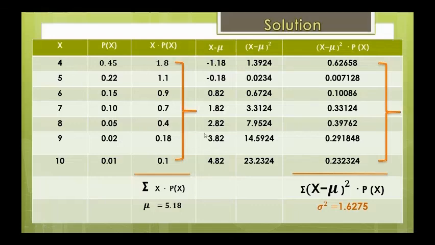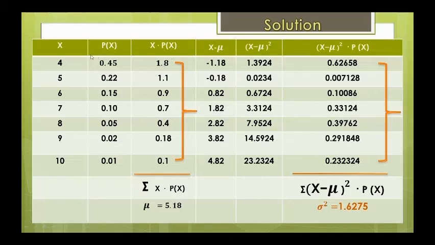For the fourth column, you have x minus the mean. The first value of our x here is 4 minus the mean, which is 5.18. So, we have negative 1.18. The second value sa first column natin is 5. 5 minus 5.18, that is negative 0.18. The third value from the first column is 6 minus the mean, which is 5.18. That is equivalent to 0.82, and so on and so forth.